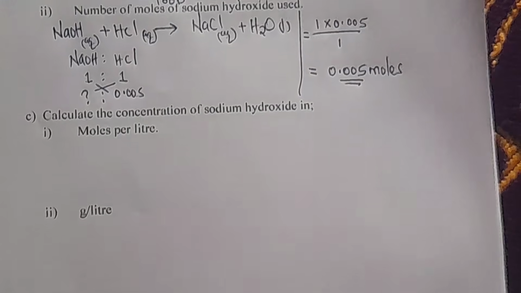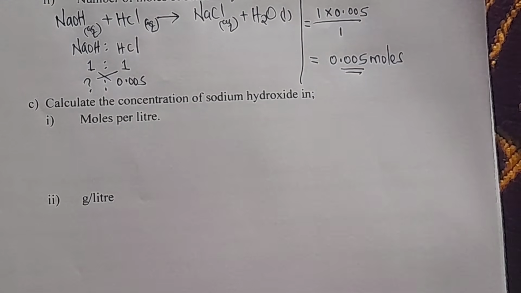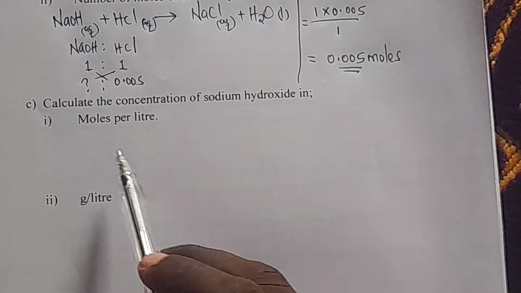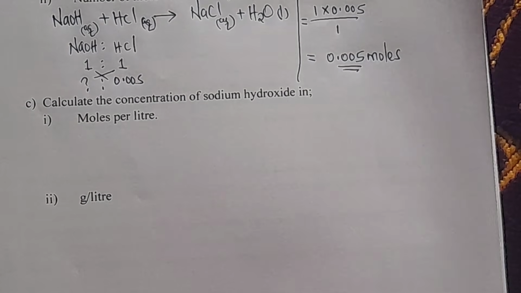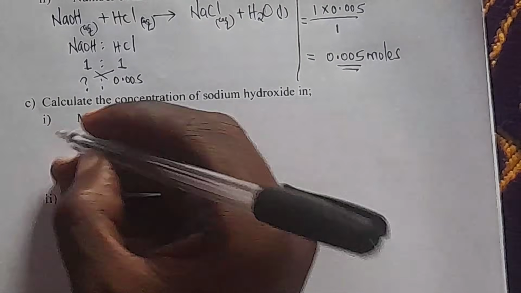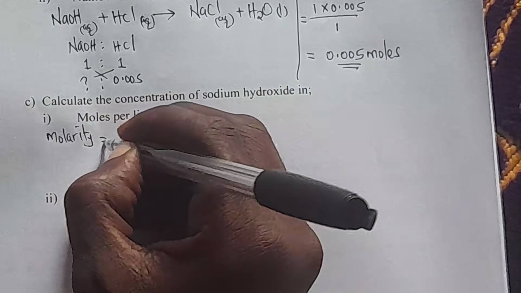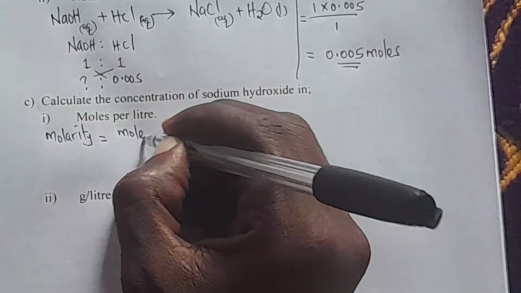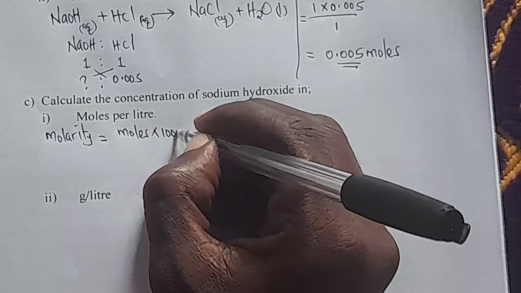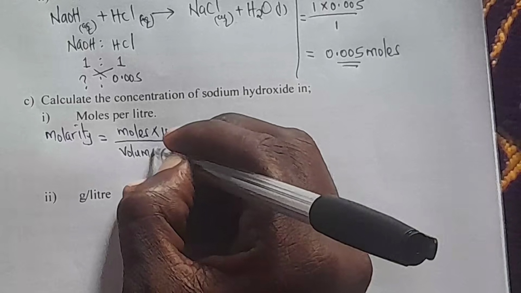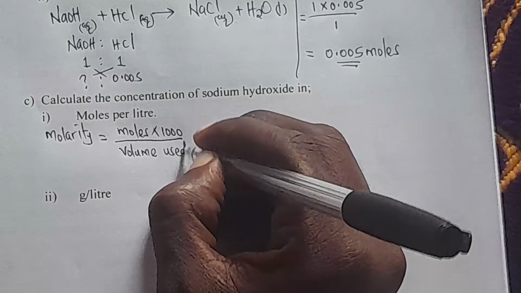So part C of the question, we are told to calculate the concentration of sodium hydroxide in moles per liter. Concentration in moles per liter, we said, is also known as molarity. So how do you calculate molarity? Molarity is equal to moles times 1000 divided by volume used, or volume of sodium hydroxide.